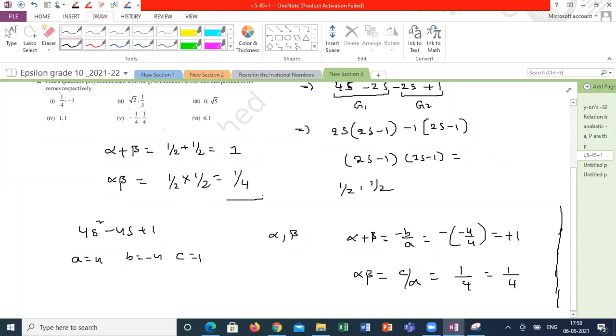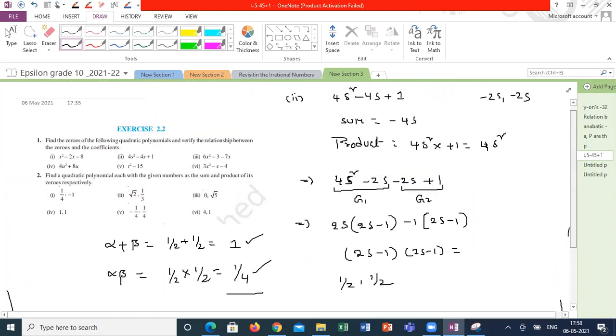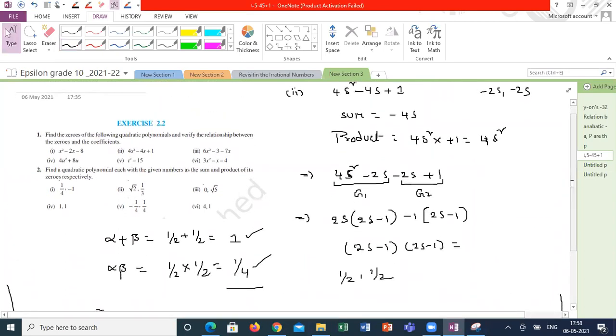By solving and adding directly, I got the same answer. Using the relation between coefficients and zeros of the polynomial, I'm getting the same values. So hence, the relation between coefficients of the polynomial and zeros, and the direct method, both are verified with each other. So clear, guys? Yes, sir.